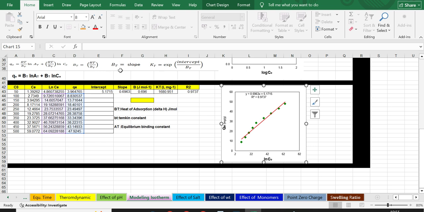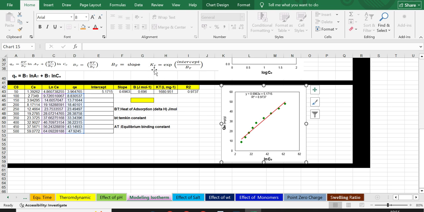So for calculating BT of the isotherm, BT is simply equal to the slope of the graph. So whatever slope value we obtain, this will be marked as our BT value. Okay, BT, what is BT? As we have already discussed, it is the heat of adsorption or Temkin heat of adsorption. Okay, so its unit is joule per mole.